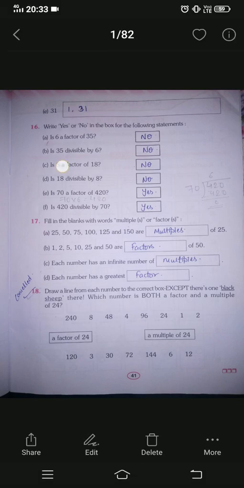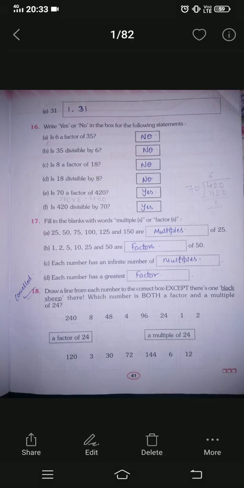Then the question is, is 35 divisible by 6? Again no. Vice versa question. Is 35 a factor of 35? No. Divisible by 6? No. 35 is not divisible by 6. In fact, number 36 is divisible by 6. So here it comes no. Next is, is 8 a factor of 18? Okay, 18, again no. In the table of 8, if you multiply 8 by any number, 18 will not come.